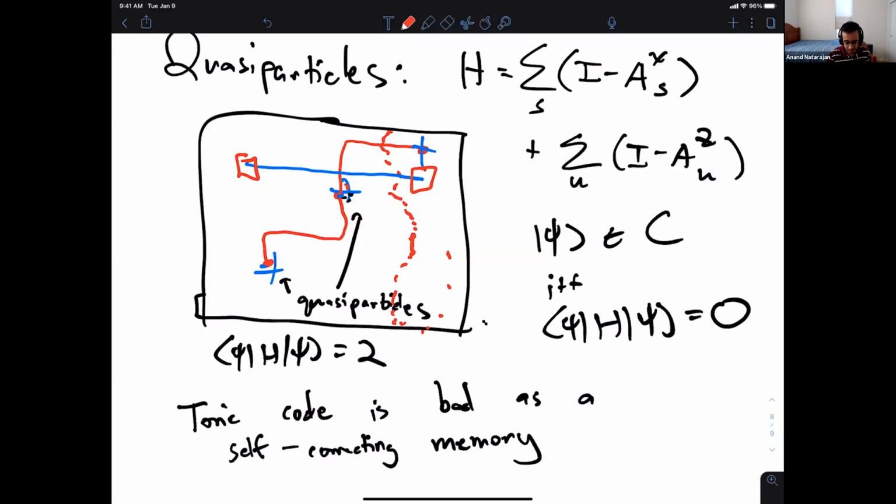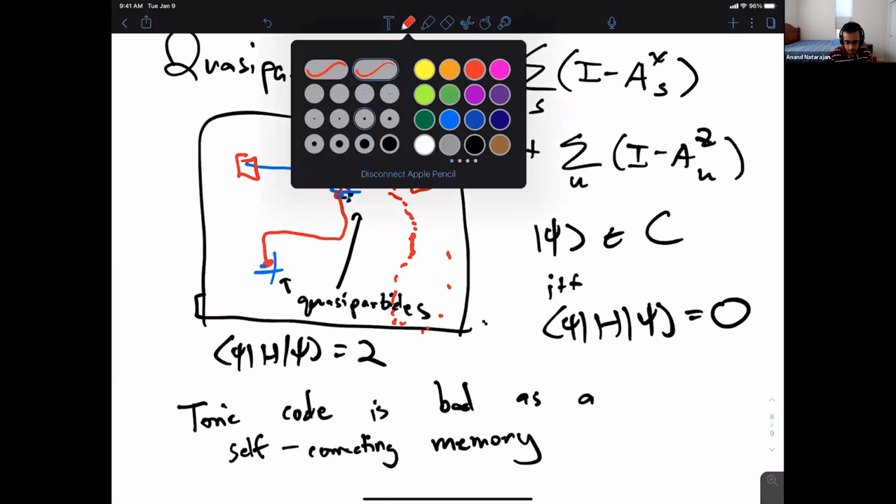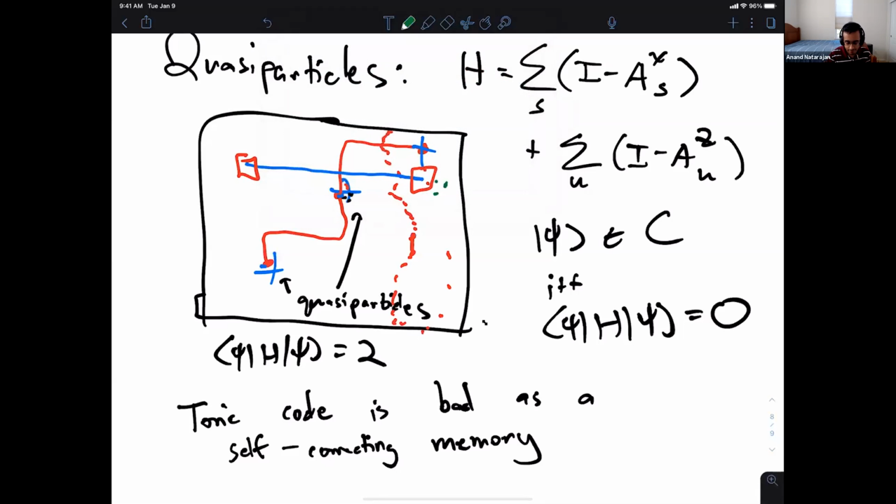So the interesting thing that happens is that if I take these and I loop them around each other, I'll get an overall phase of -1 on the state. Because this blue string is going to have to cross over the red string, which means that you're going to have to commute an X operator past the Z operator. You'll get a -1.